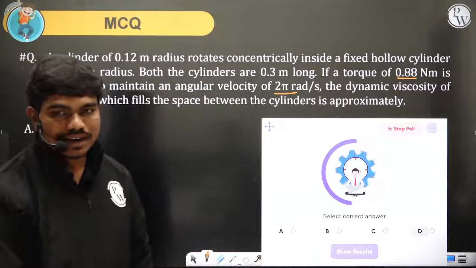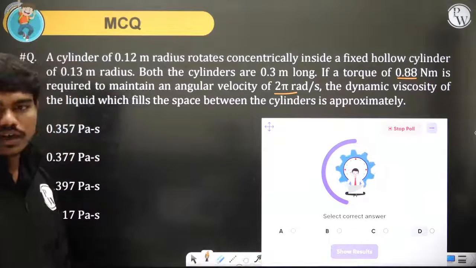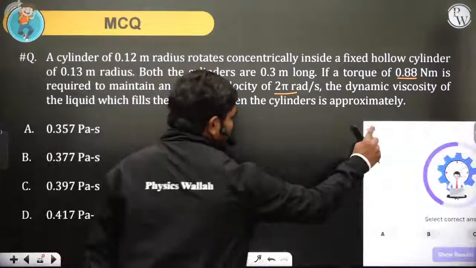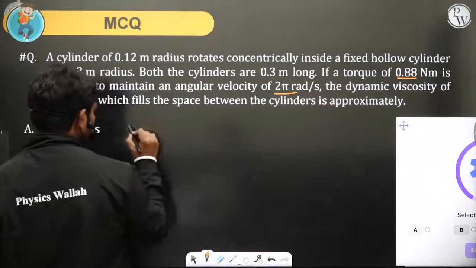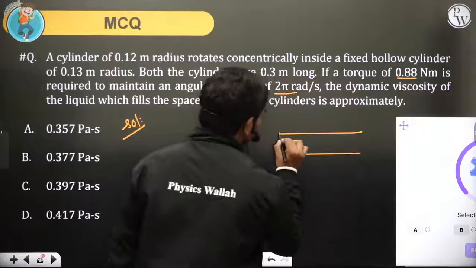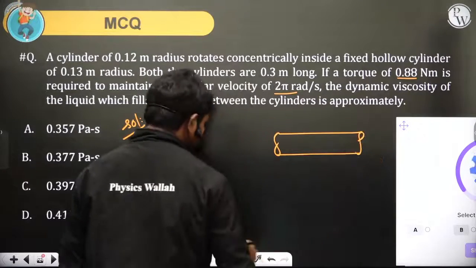Come on, type it in the chat box, I mean in the poll. So there are 2 cylinders. Okay, I'll also be solving with you, so please use the poll meanwhile. Let us suppose there are 2 shafts like this.